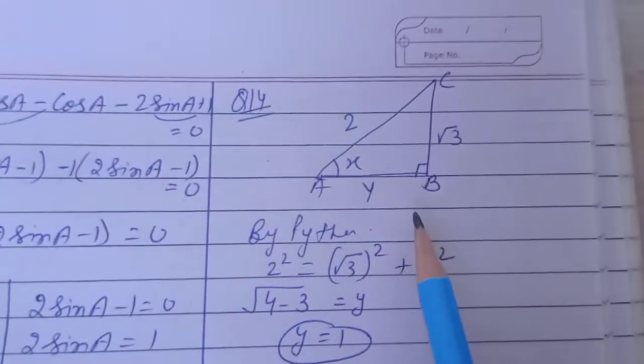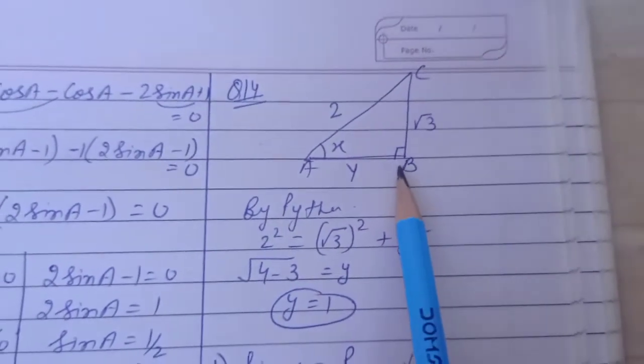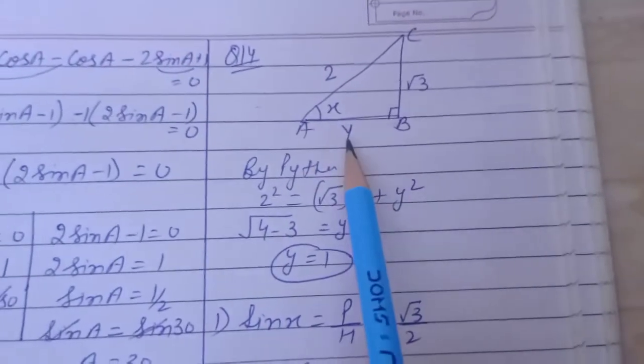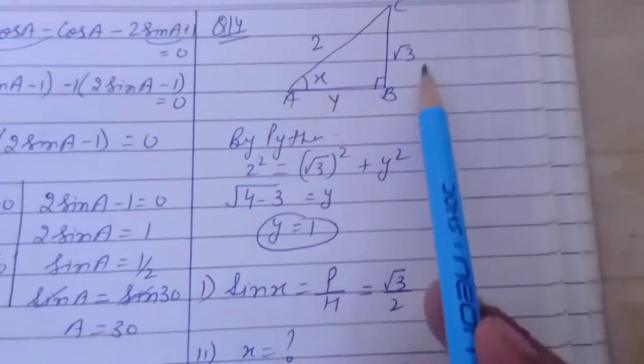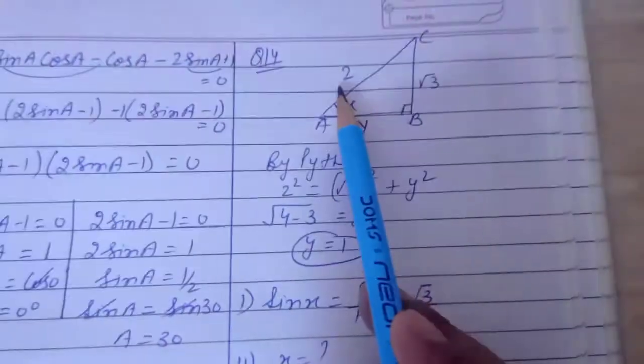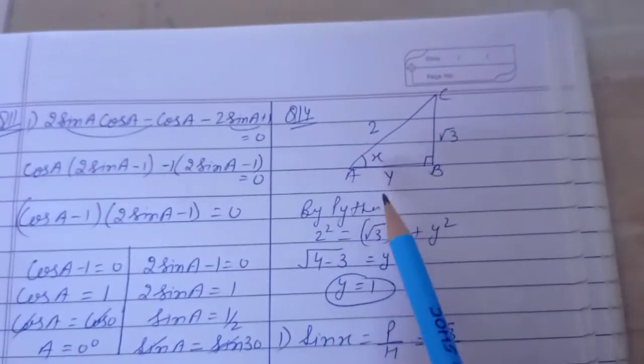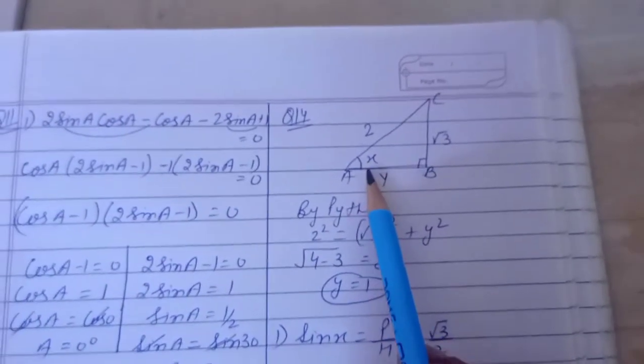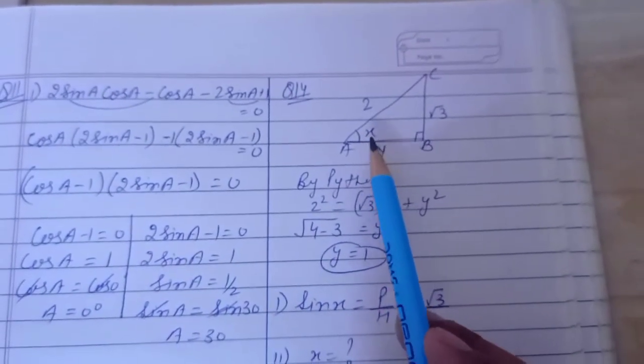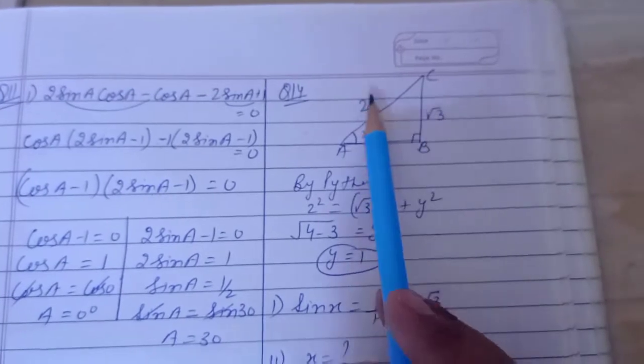So, question number 14. Triangle ABC is right angled at B. AB is y units, BC is root 3, given. AC is 2. Find angle A is equal to x. So, the first part is to find the value of sine x. So for this I need to find all three sides.